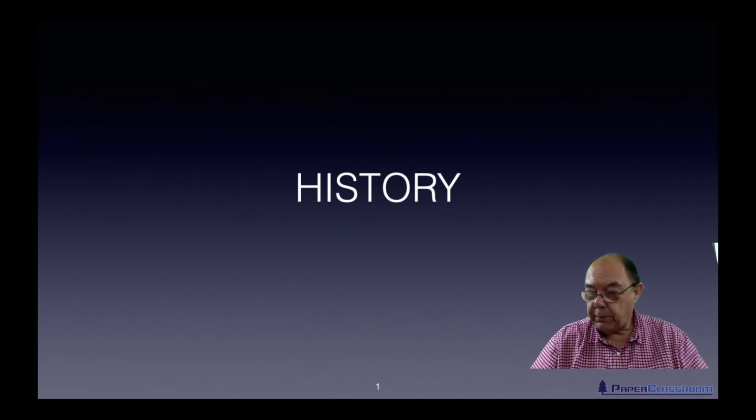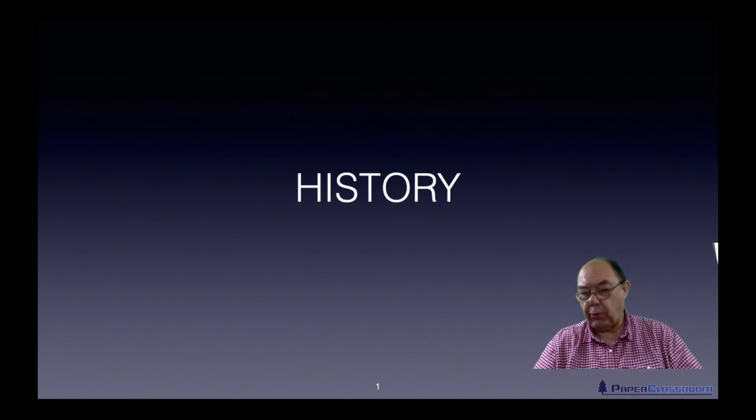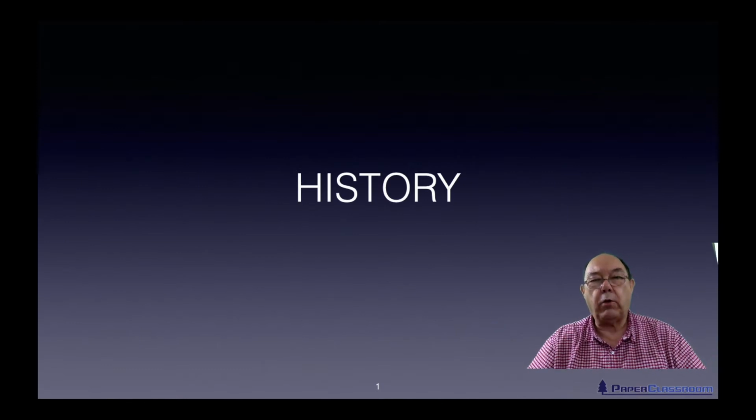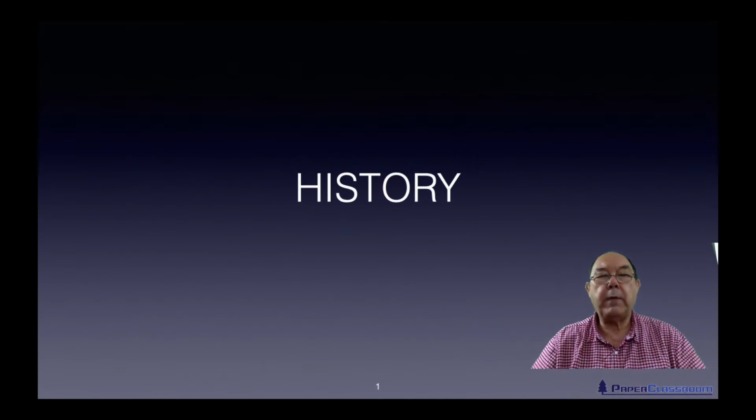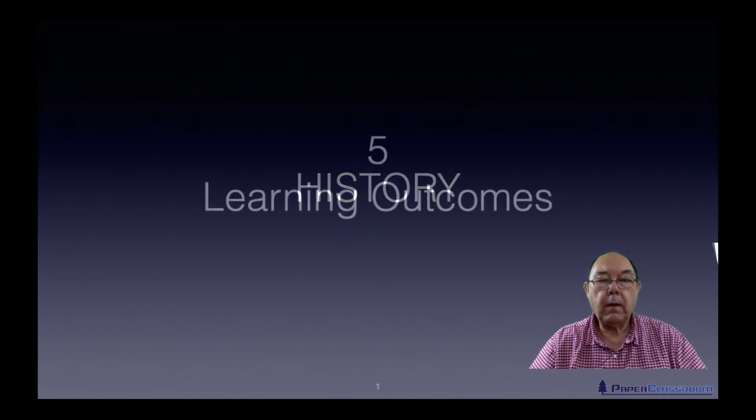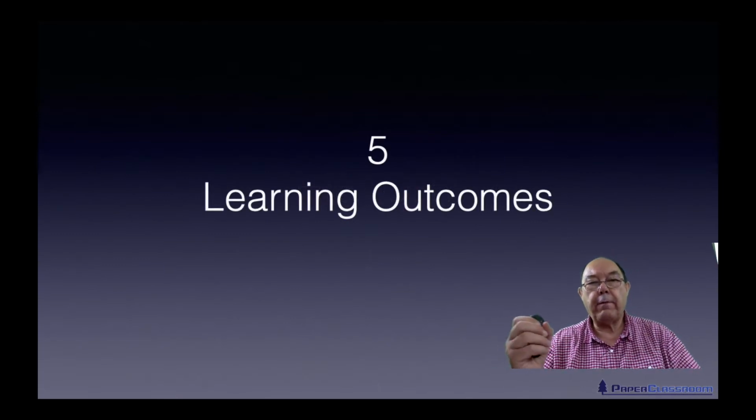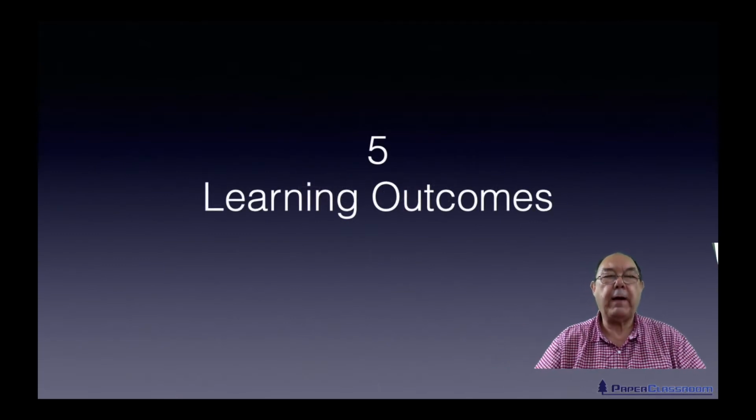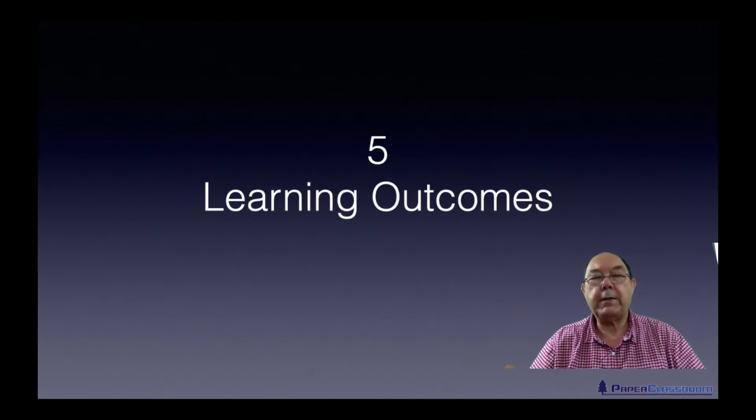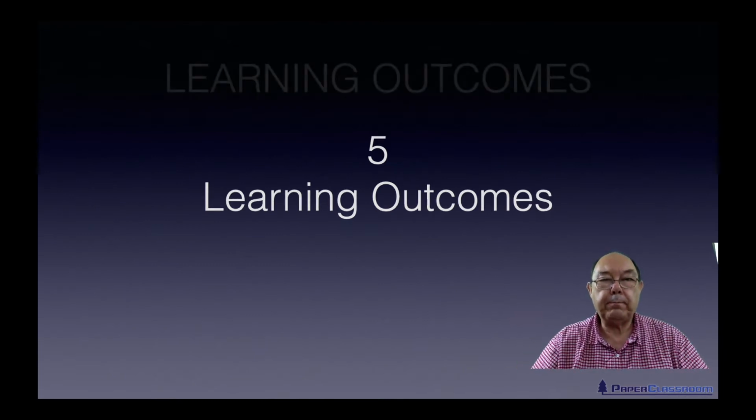Welcome to the first of our video tutorials, and in this particular tutorial I'm just going to go through the learning outcomes, what we expect you to be able to know and to do by the end of this history module. So there are 5 learning outcomes, 5 areas of knowledge that you need to be competent with by the time you have finished this module.